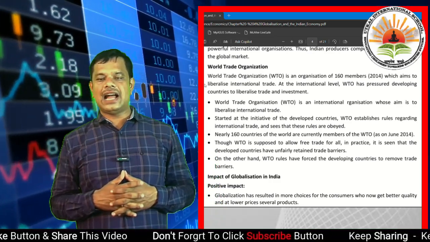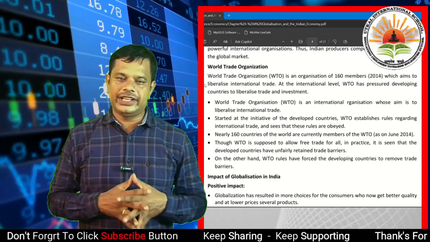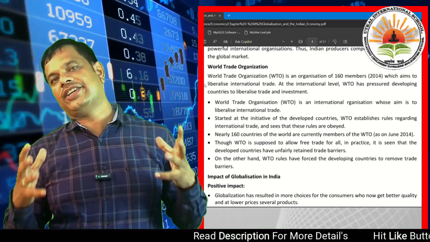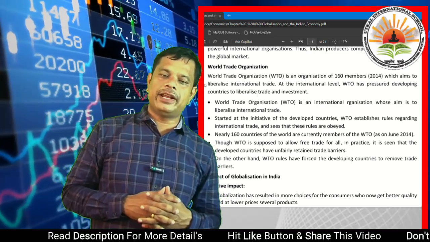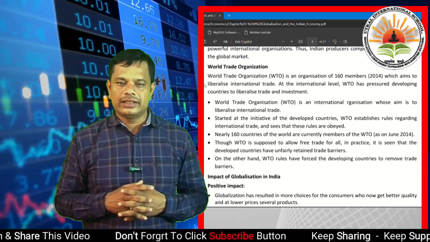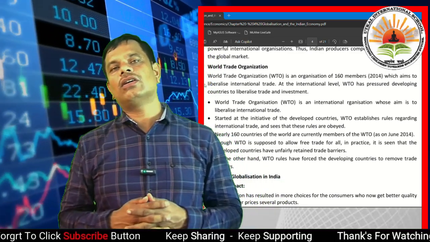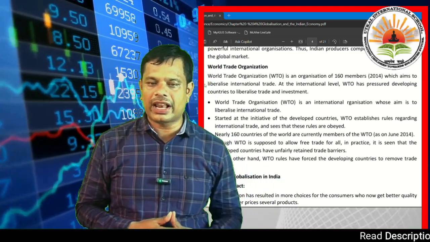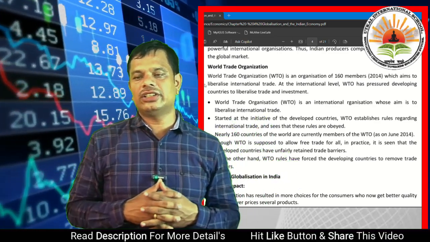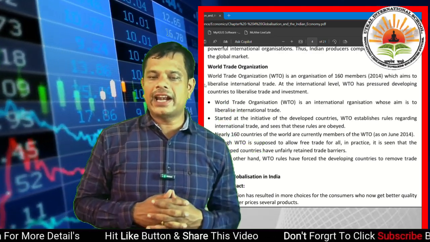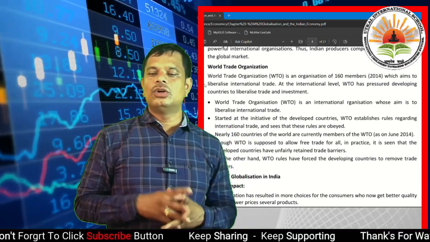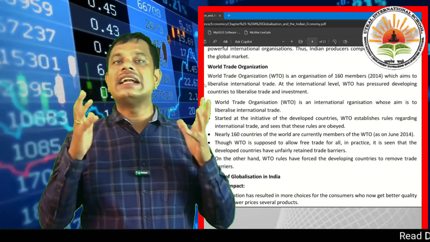The World Trade Organization has pressured developing countries to liberalize trade and investment. The basic aim of the World Trade Organization is to pressure the developing countries to liberalize trade and investment. What are the other functions of the World Trade Organization? The main point is that the World Trade Organization is an international organization whose aim is to liberalize international trade.